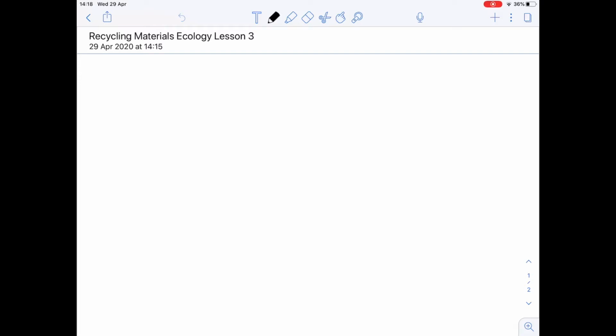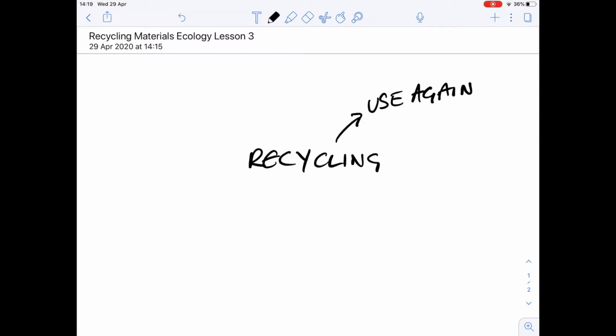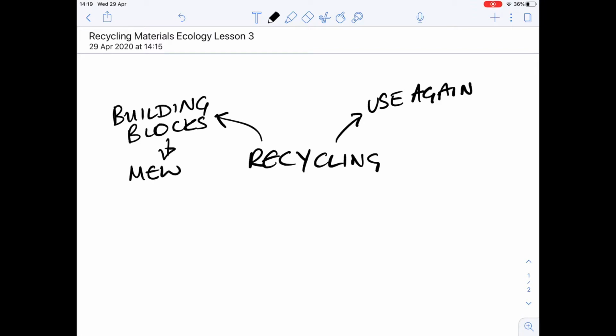Good morning. Today's lesson is the third one on ecology about recycling materials. And we're going to talk about recycling using, again, materials that are essential for the building blocks of future organisms. Two cycles that are particularly important for living organisms are the carbon cycle. Carbon is present in all living organisms, and when organisms die, the carbon is recycled so it can be used by future generations.